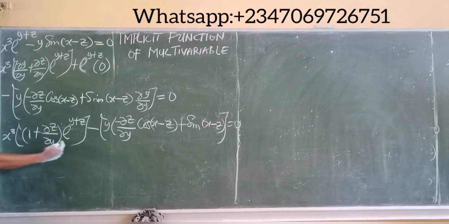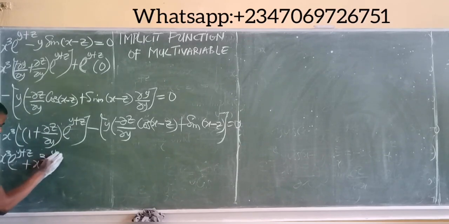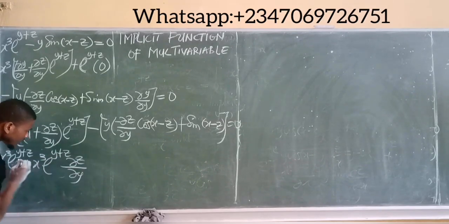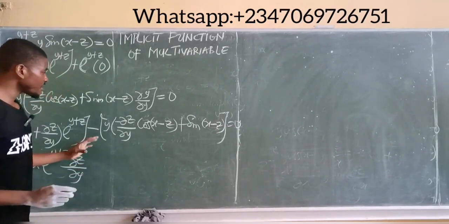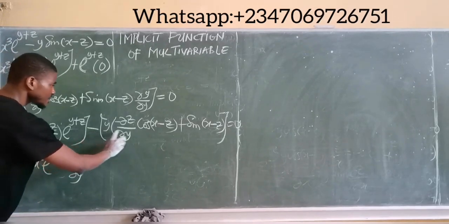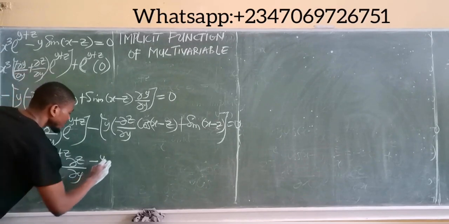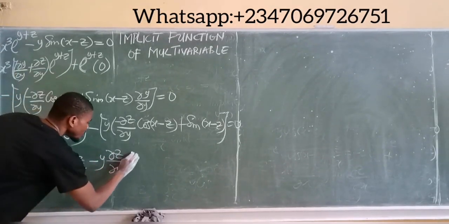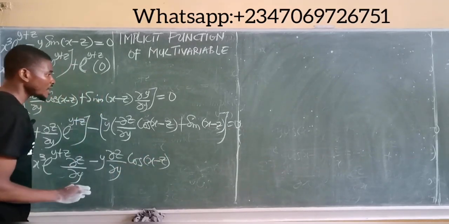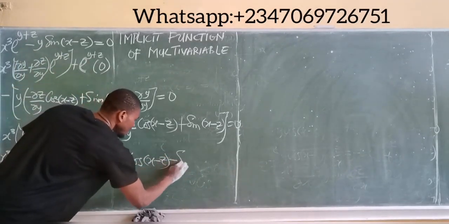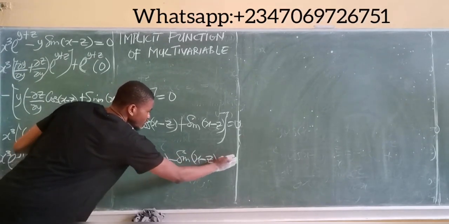So I can now expand this bracket. I have x cubed multiplied by 1 and then exponential y plus z multiplies 1. That simply gives us x cubed exponential y plus z. Same thing here: x cubed multiplies partial z partial y, and then exponential y plus z multiplies partial z partial y, will simply have plus x cubed exponential y plus z multiplying partial z all over partial y. Let me expand this bracket now with this negative sign. Minus multiplies this term, I simply have minus y partial z all over partial y cos x minus z, and then minus multiplies by plus sine simply gives us minus sine x minus z, and the whole of this is equal to 0.